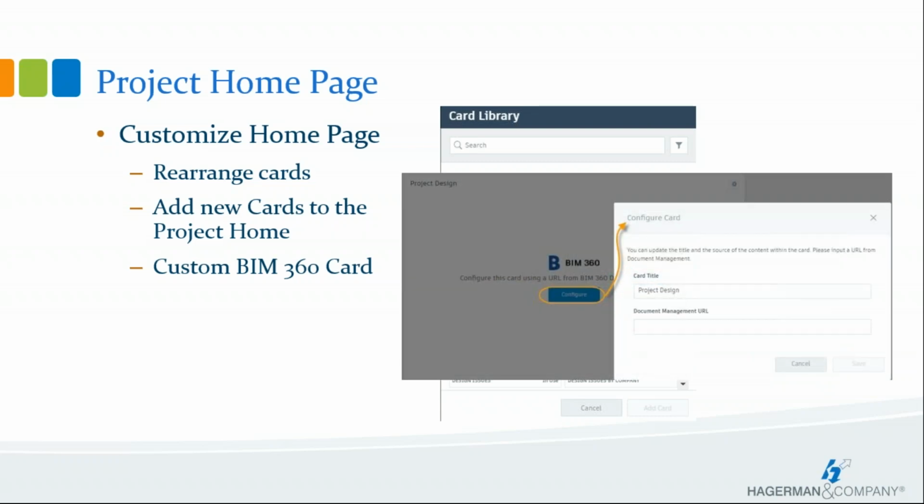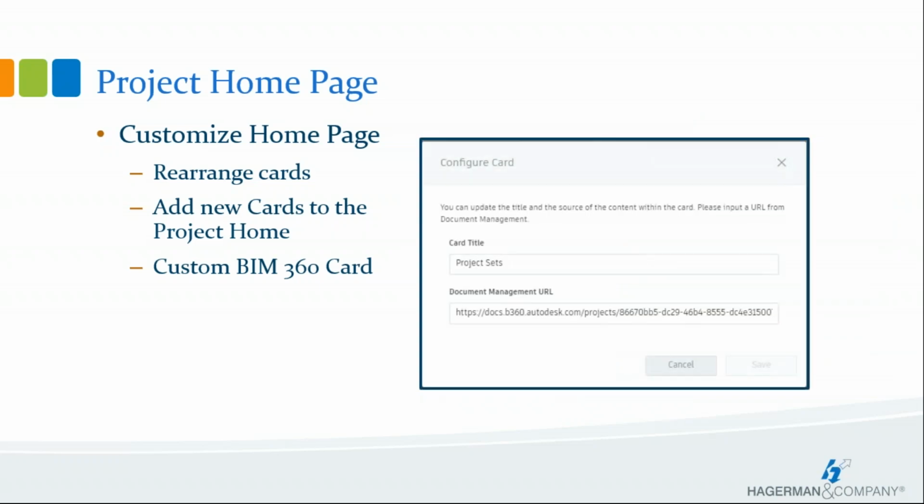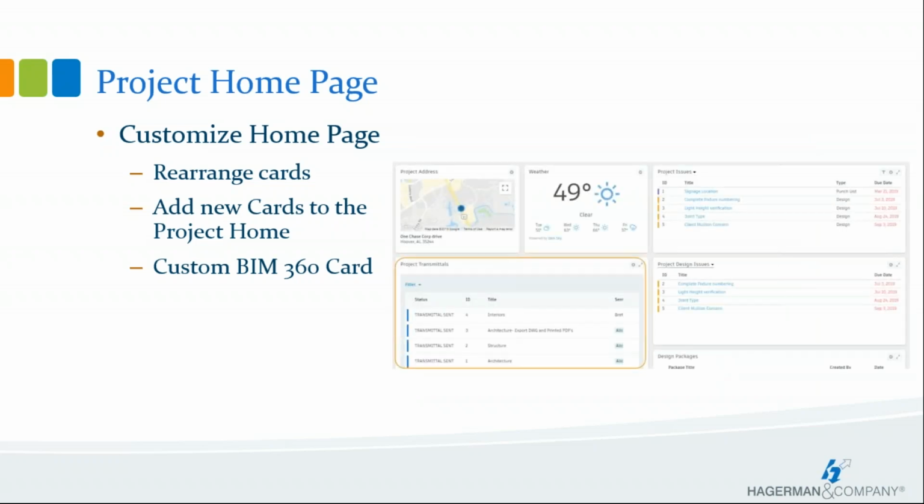So once I bring in that panel, I can go ahead and hit the Configure button, and then I can give the card a title. What do I want that to be called? And I can add in a URL. So in this case, I can call it Project Sets, and then I can put in the path for my sets. Just simply copied and pasted it from the URL for my Sets tab. You could also do the same thing for transmittals. Okay. And then it adds that in there.